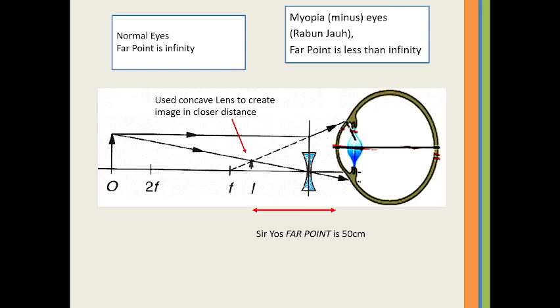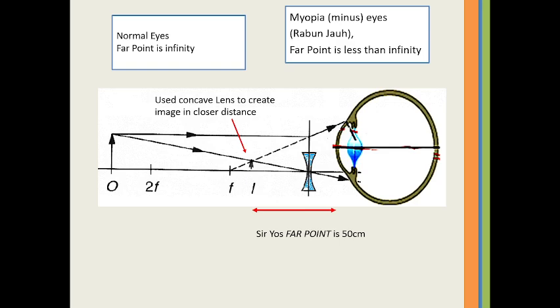Far point infinity means that even if the object is very far, for example, you want to see the moon at night, you see a full moon. The moon is an object that is very far from Earth, right? It's very far, around 1,000 million kilometers from Earth, but we can see it clearly if you have normal eyes. That's the meaning of far point infinity.